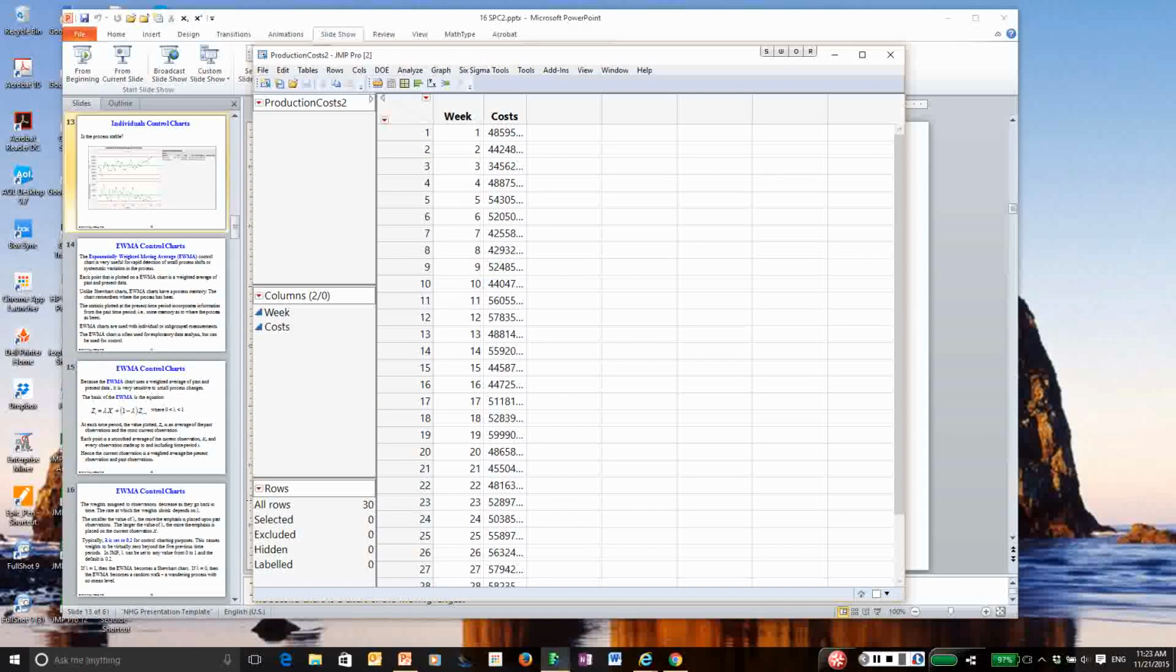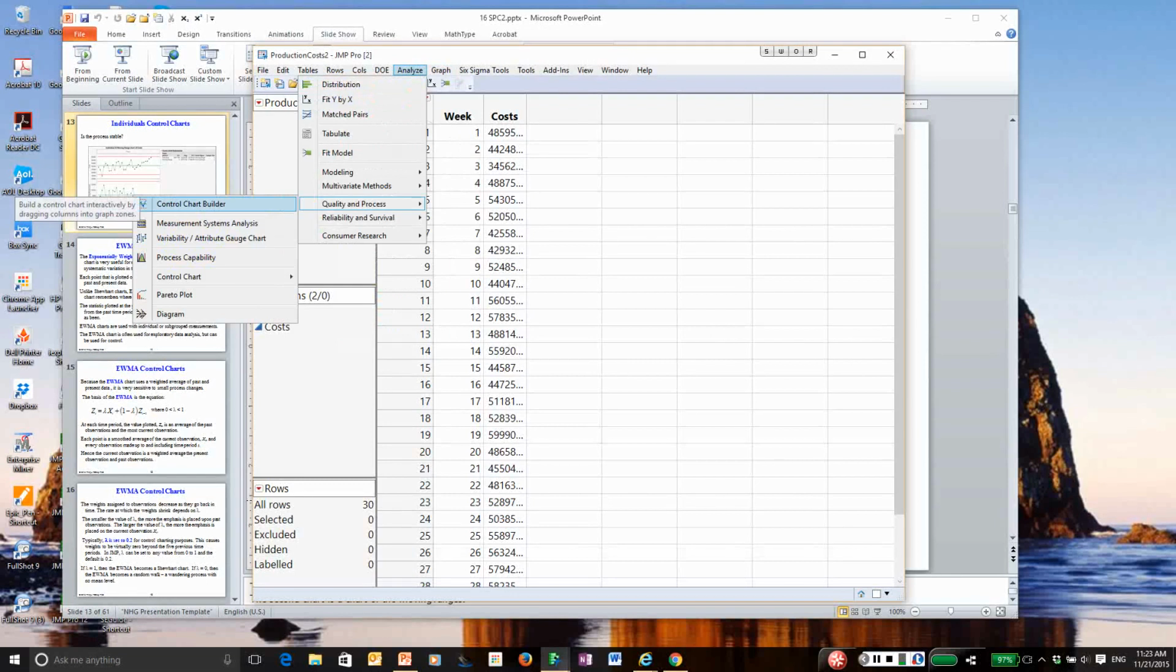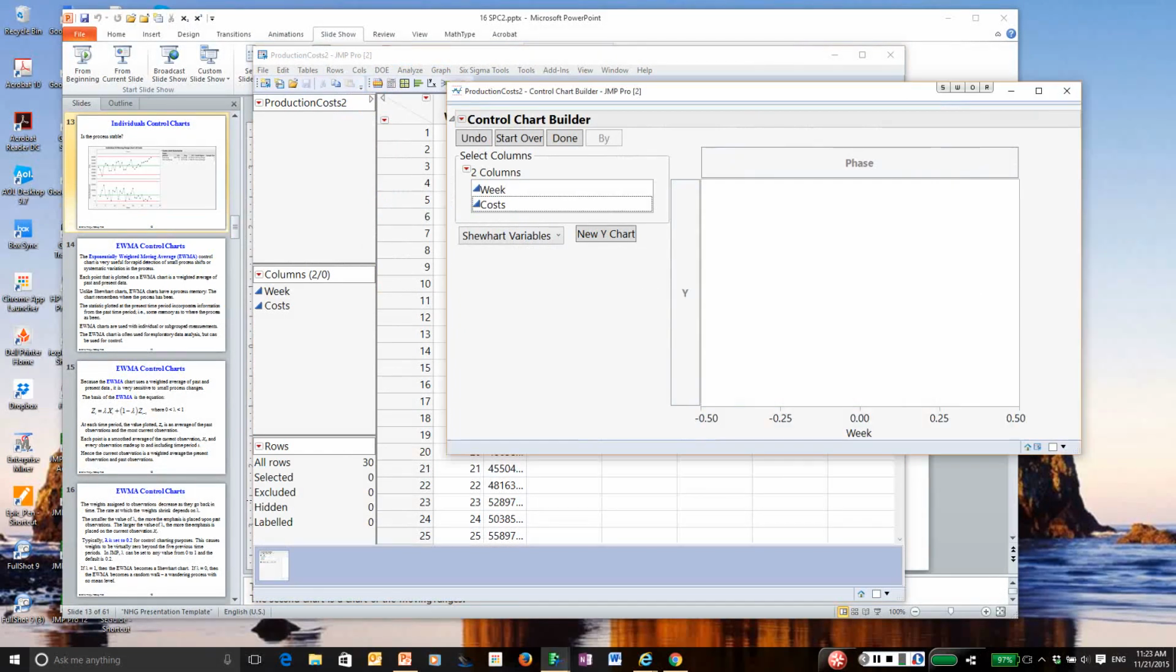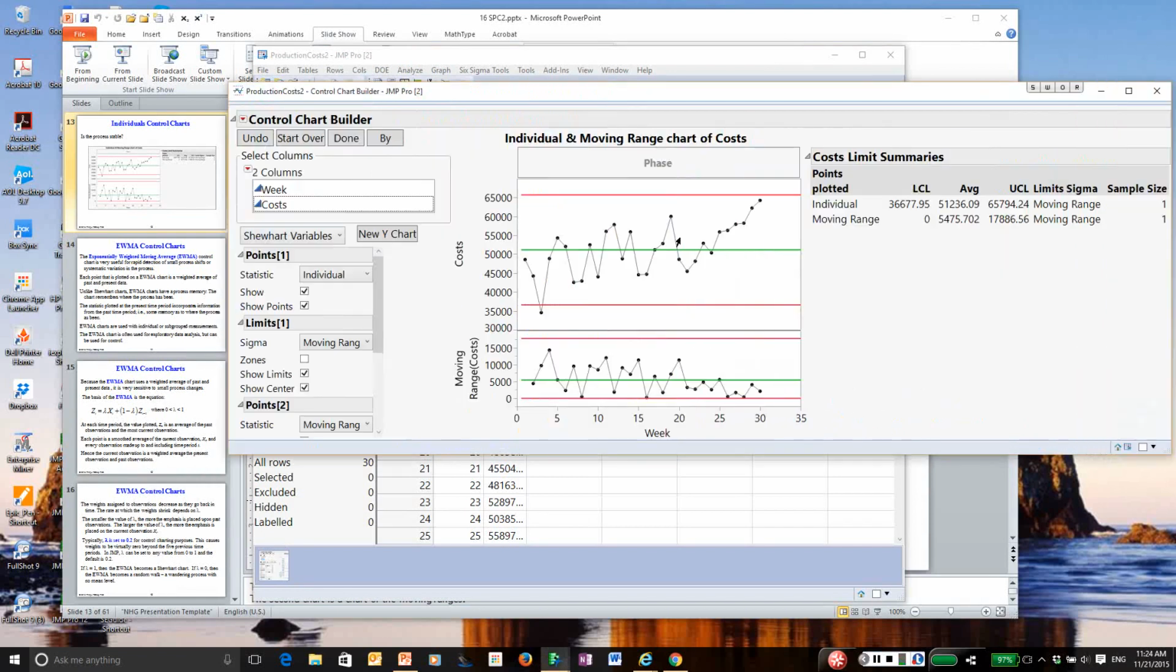So we go to Analyze, Quality and Process, Control Chart Builder. Week is our subgroup variable, and costs is the weekly variable. And notice again, Control Chart Builder looks at the type of data you have and then decides upon the chart. So it creates the Shewhart chart for you.